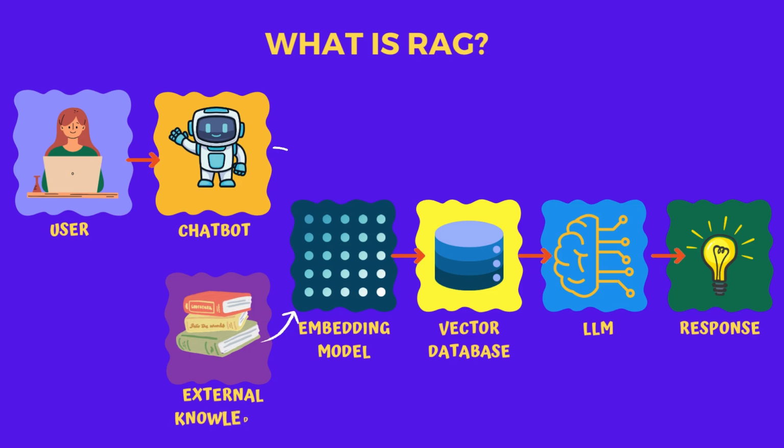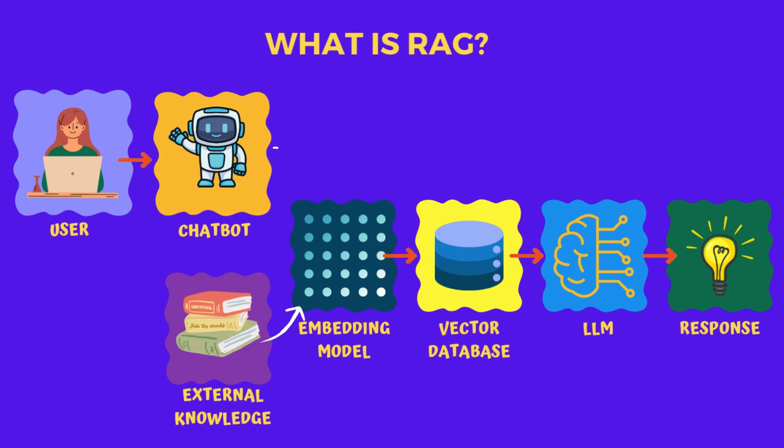Let's dive into how it works. First, we have a user who asks a question or makes a request. This is called the query. At the same time, we search through external knowledge, which can be a huge amount of information, like articles, documents, or websites, to find relevant data.